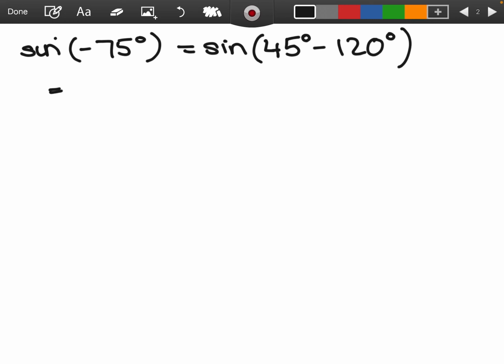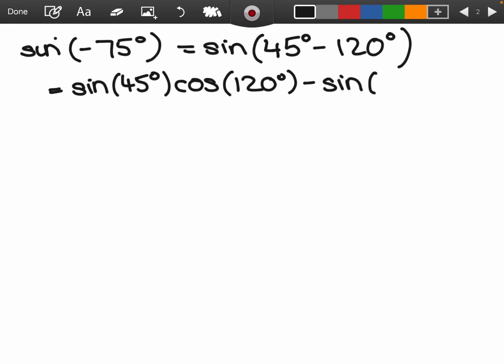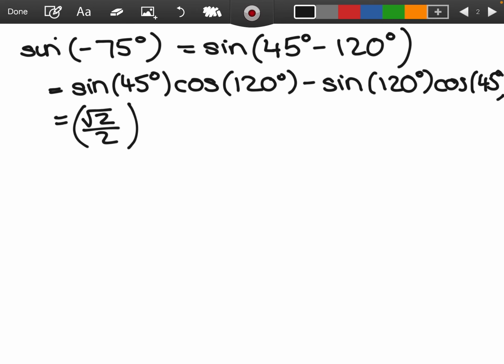So we're going to use our sine difference formula here, which would be sine of the first angle cosine of the second angle minus sine of the second angle cosine of the first angle. And now you can just fill this in from what we know from the unit circle. So sine of 45 degrees is the square root of 2 over 2. Cosine of 120 degrees. Well, cosine of 60 degrees is 1/2.